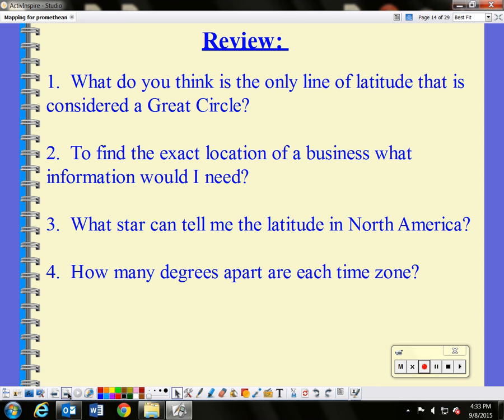Okay, in your notes, answer these 4 questions. What do you think is the only line of latitude that is considered a great circle? Number 2, to find the exact location of a business, what information would I need? Number 3, what star can tell me the latitude in North America? And number 4, we need to just ignore number 4. I need to get rid of it. They took time zones out of your objectives.